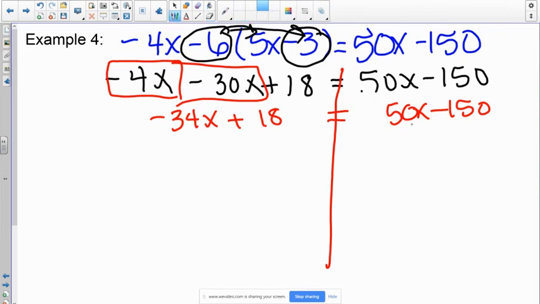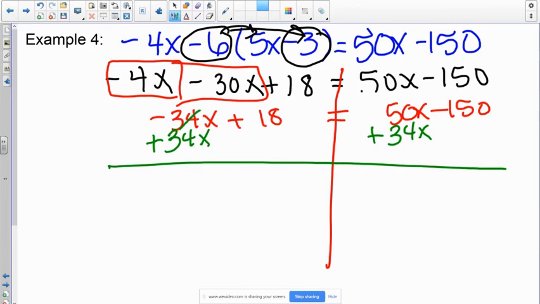Okay. Now, again, we look at it. Oh, there's x's on both sides. Can't have that. So I got to get rid of one of them. I'm going to pick on the little guy, which is the negative. So I'm going to add 34x to the left side. If I do it to one side, I have to go over here and do it to the other side. This cancels out. We have 18 equals, add those together, 16x minus 150.